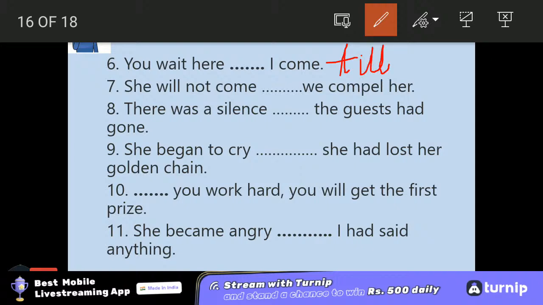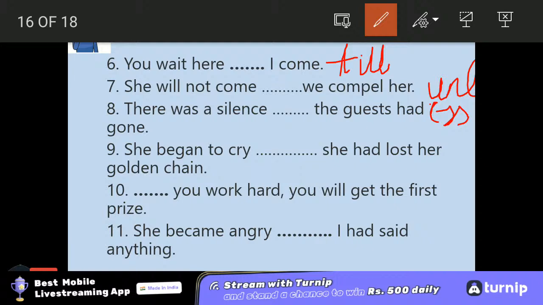The next one. She will not come dash we compel her. ये सिचुएशन है, वो तब तक नहीं आएगी जब तक हम उसे कंपेल फोर्स नहीं करेंगे. So yes, great. Unless, perfect, correct answer given. Unless we will compel her.